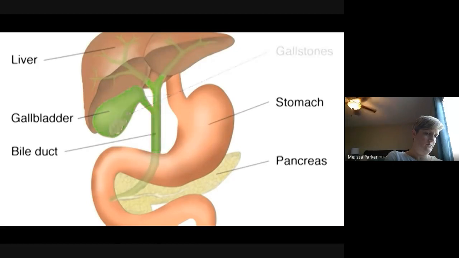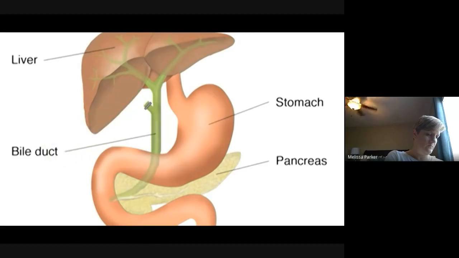The solution is to remove the entire gallbladder, stones and all, and what we do is place a clip across the cystic duct, which is the duct that connects the gallbladder to the common bile duct, and then we remove the gallbladder. This treatment is very effective at alleviating the symptoms of gallstones, and you can see that since the liver is the organ that makes the bile anyway, bile can still flow normally down the bile duct into the intestine for normal digestion after surgery.